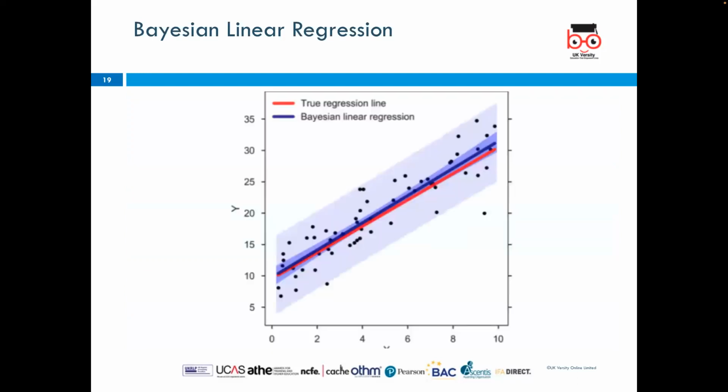So we can see the chart showing Bayesian linear regression. The red one is the true regression line, and the blue or purple one is the Bayesian linear regression.